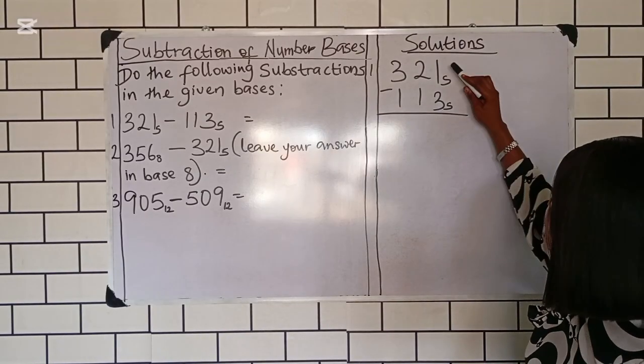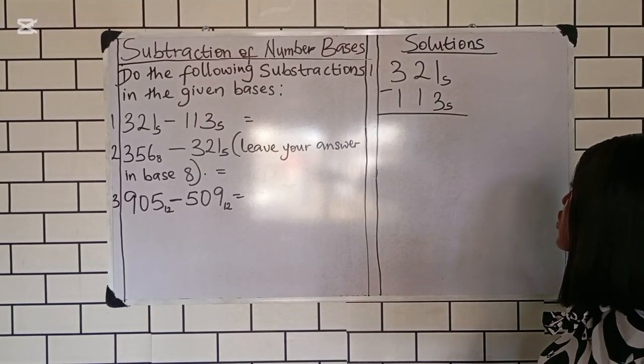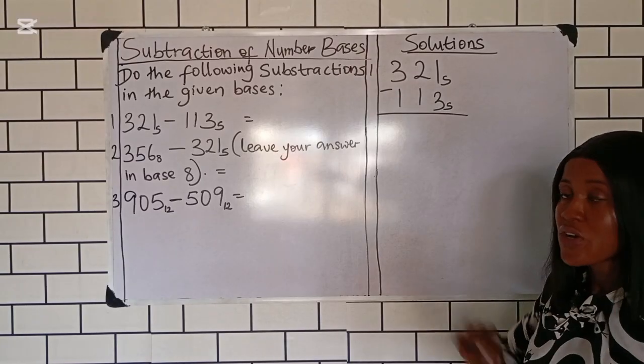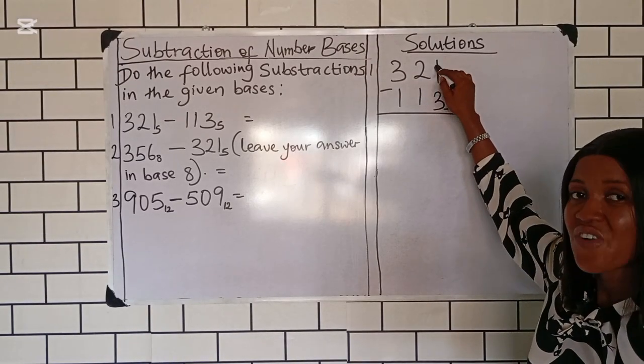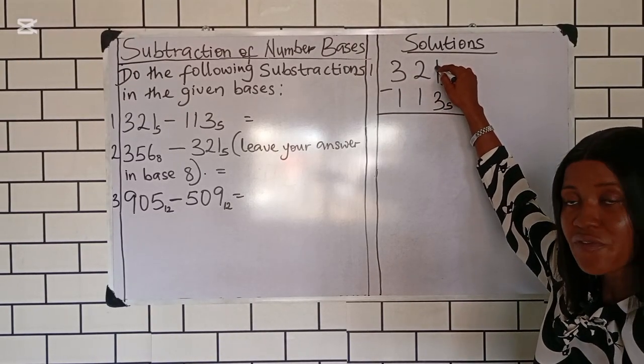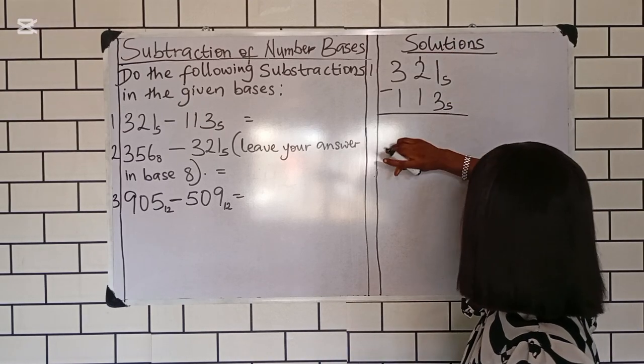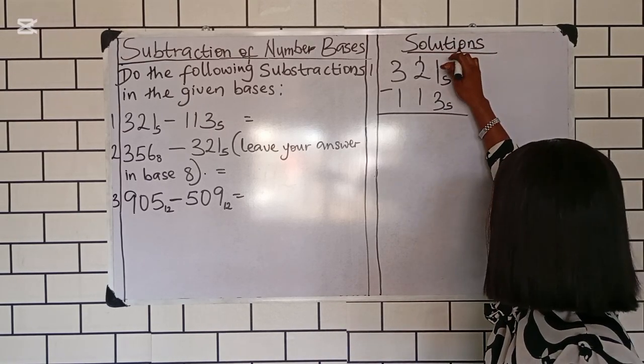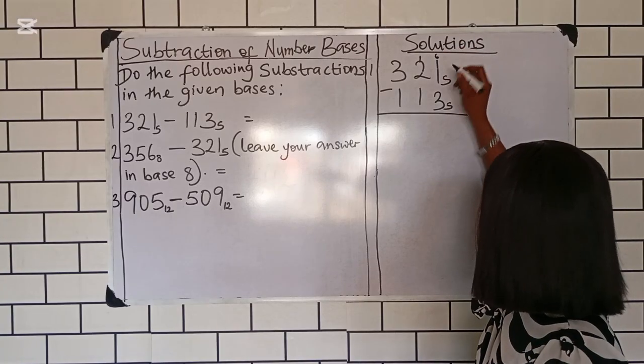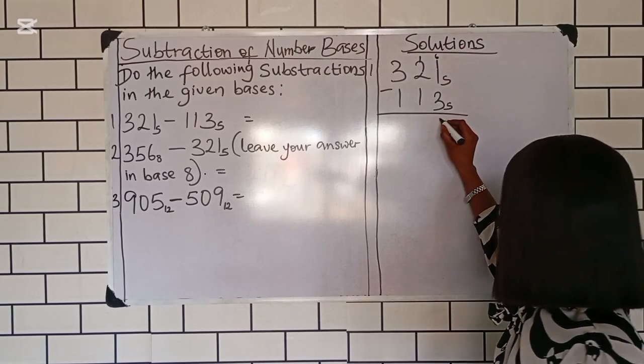Now we have our 1. 1 minus 3 here, it can't go. We carry 1 from this 2, and you call it 5 because we are solving in base 5. If you carry 1 here, it will remain 1. The 5 you carried, add it to this 1 here, we have 6. 6 minus 3 here will give us 3.